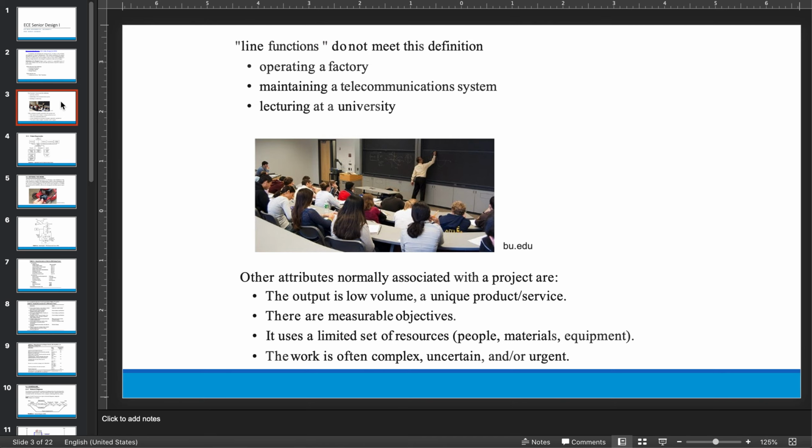Other attributes associated with a project, though, are these. Their output is low volume, something unique that you're doing. There are measurable objectives, and it uses a limited set of resources: people, materials, and equipment. Also, the work is often complex, uncertain, and urgent, and that's what you've been experiencing in this class: the uncertainty, the complexity, and the urgency. That's because it's not the same thing as getting a job at McDonald's, for example, where you don't have any uncertainty and nothing is complex, at least after the first couple weeks.